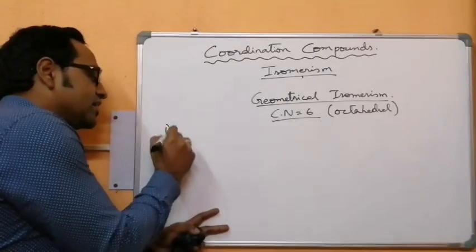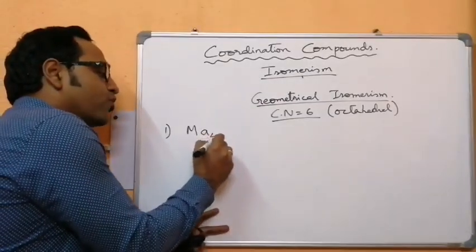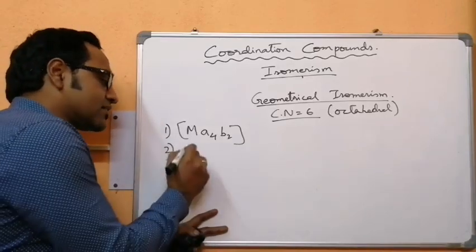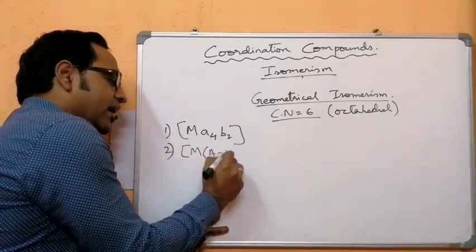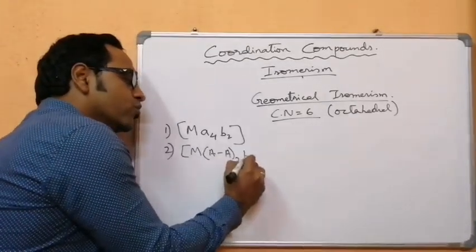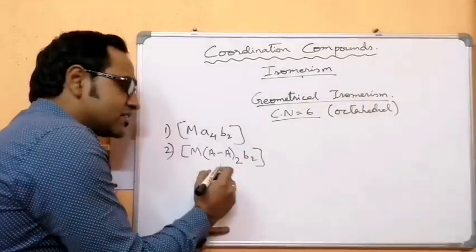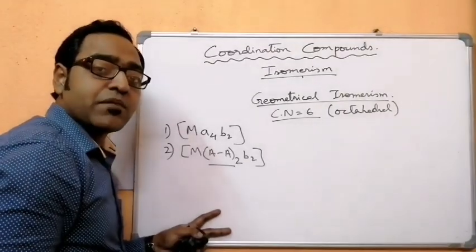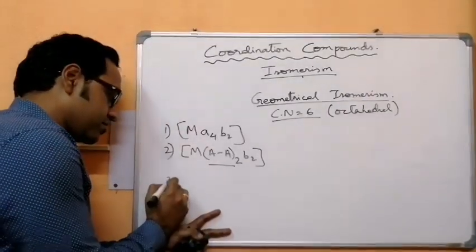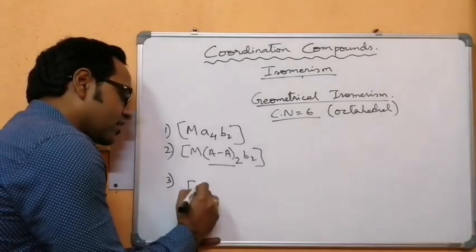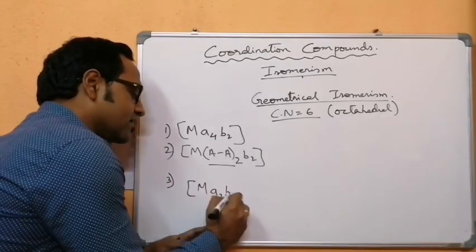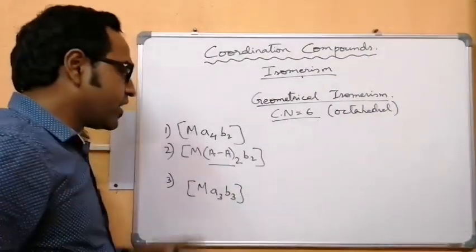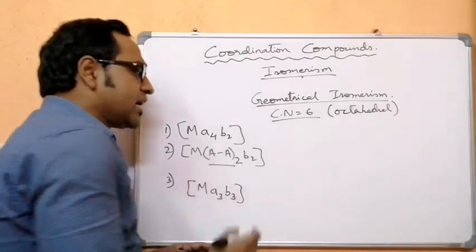The first type is MA4B2 type. The second type is MA(AA)2B2. This AA means it is a bidentate ligand, for example ethylene diamine or oxalate ion. The third one is MA3B3. So we will start our discussion with the first one, MA4B2.